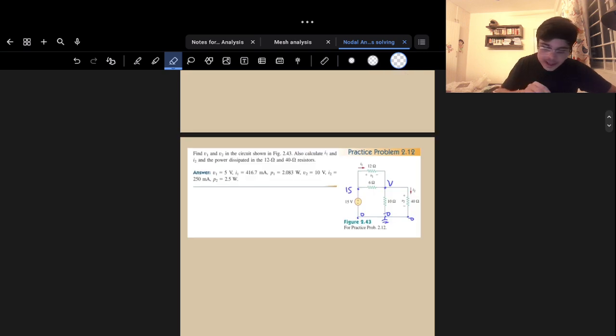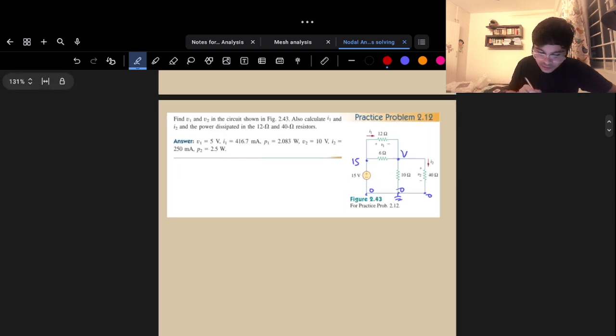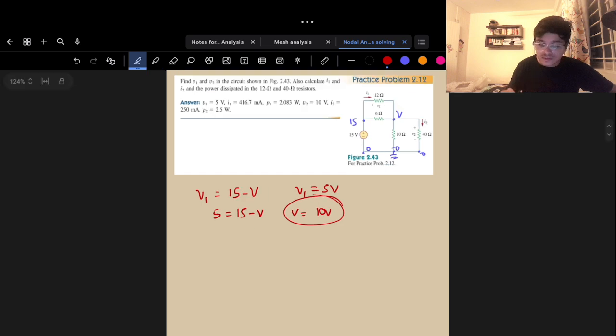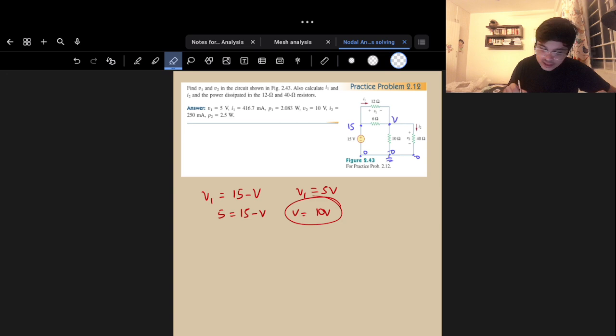Let's see. Now I know that V1, right? V1 is equal to what? My 15 minus V, and V1 is equal to 5 volts. So 5 is equal to 15 minus V, and V is equal to 10 volts. There's no need for us to actually find it, but if you wanted to find it, there's that.